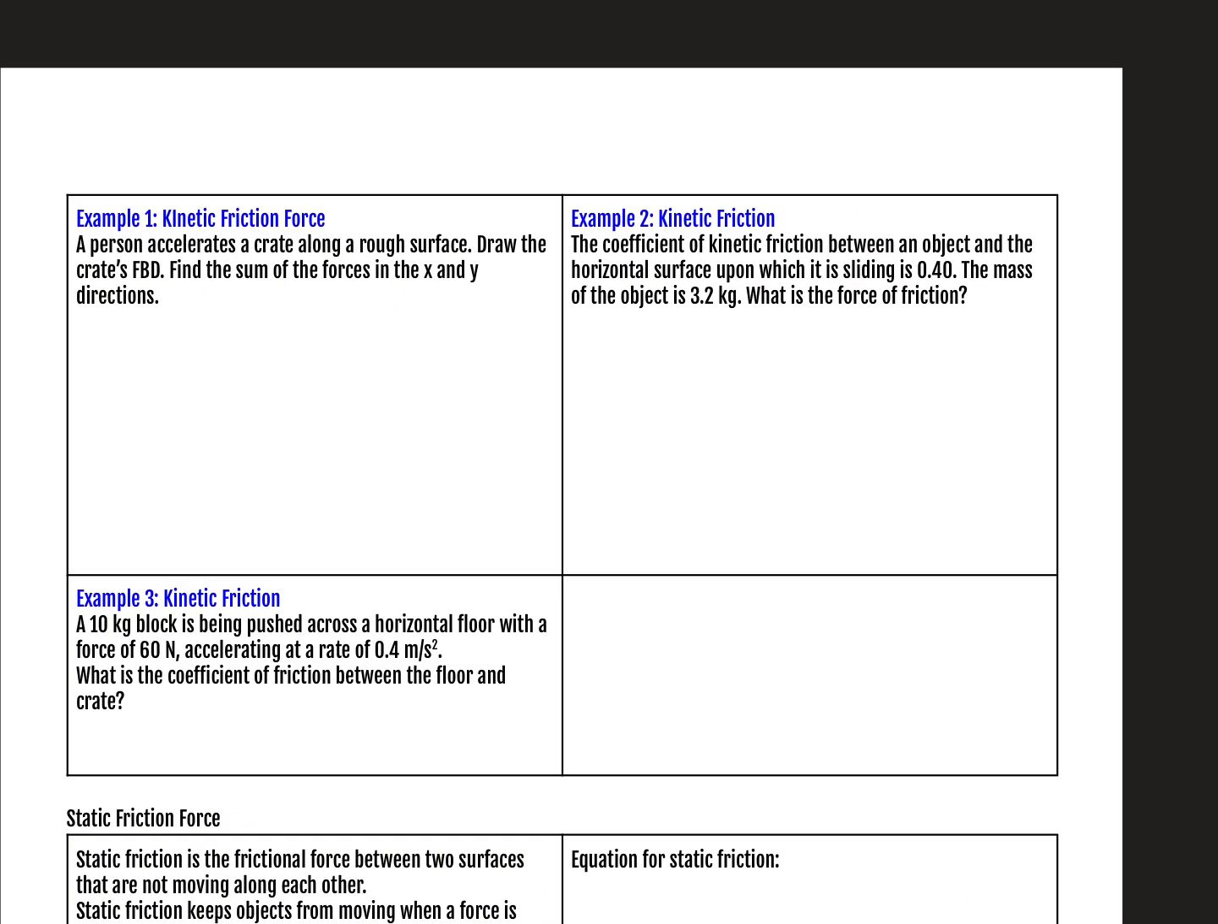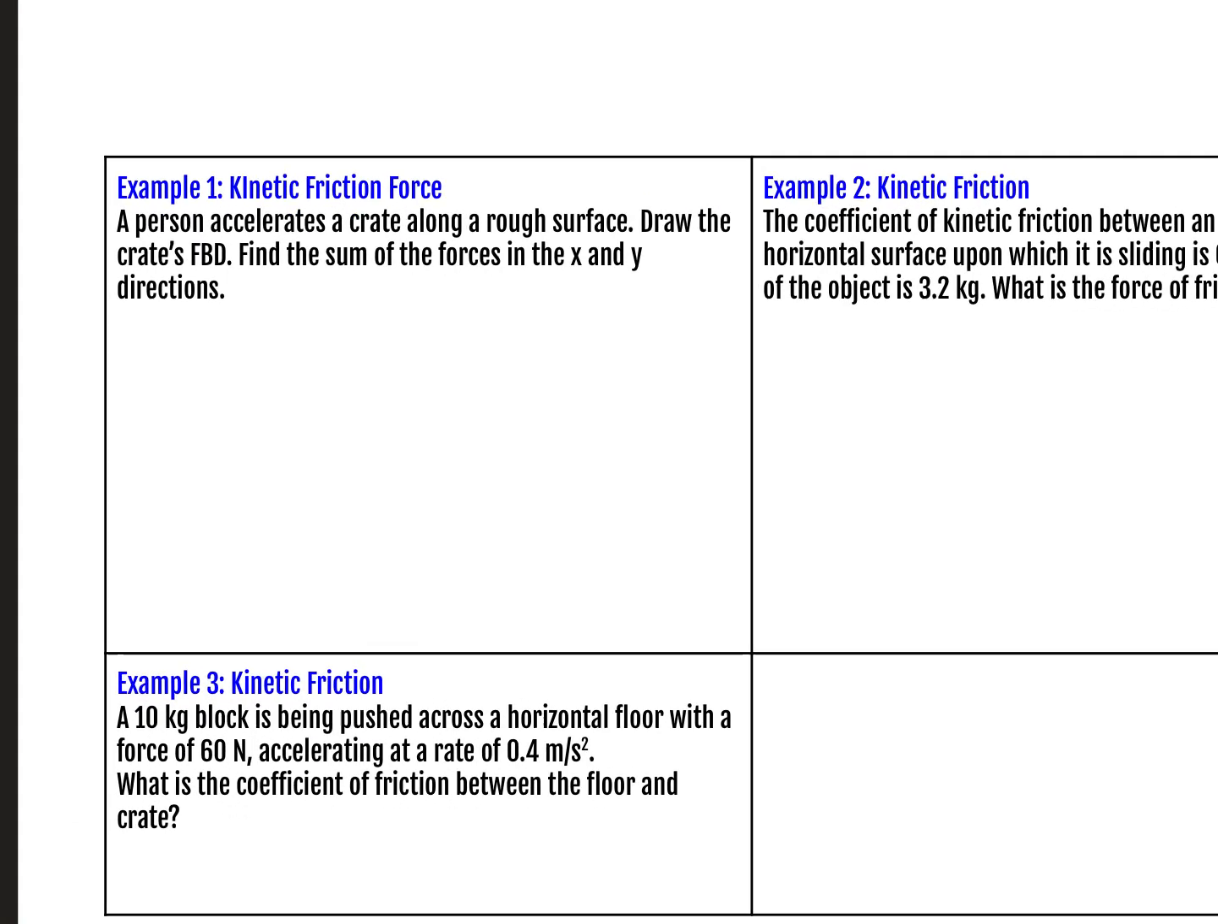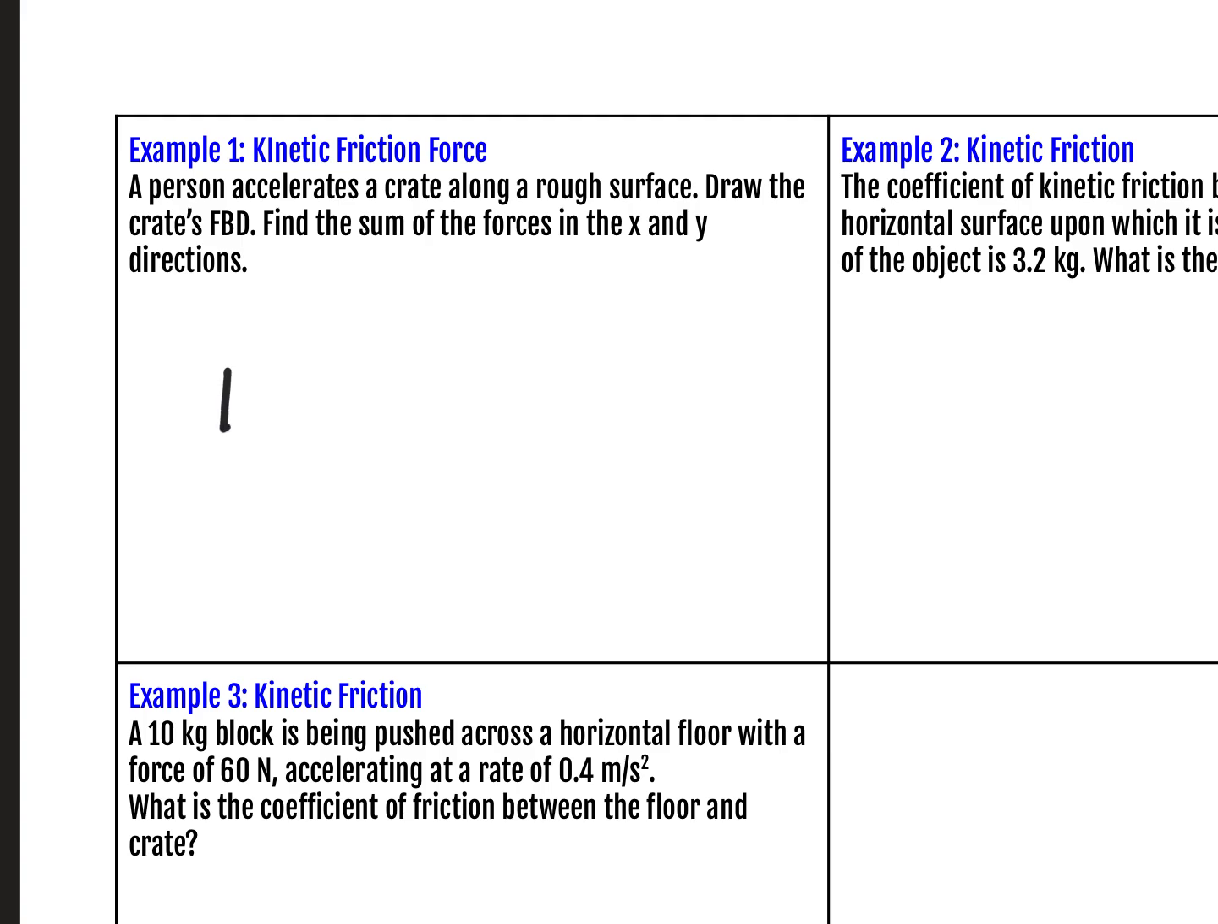So we have a kinetic friction force example here. We're going to sketch the free body diagram first. So here's my mass. I have my FG that's always pointing down. My normal force will be pointing up. And I'm accelerating this, so I want to see the person going this way, and then I'm going to draw a tiny friction force going that way.